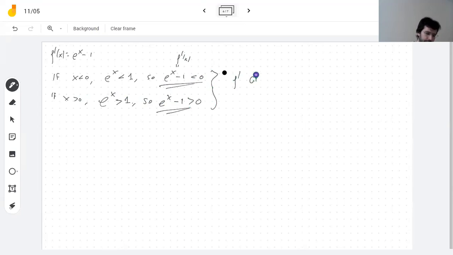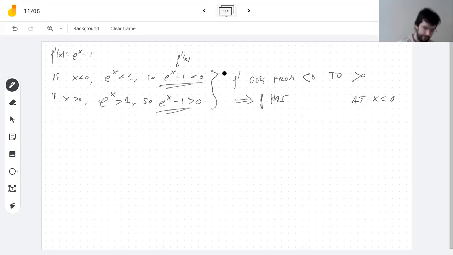So f prime goes from negative to positive. That means that f goes from decreasing to increasing. So if you go from decreasing to increasing, what does that tell you about the function at zero? It's a local maximum. It's a local minimum. It goes down then up.